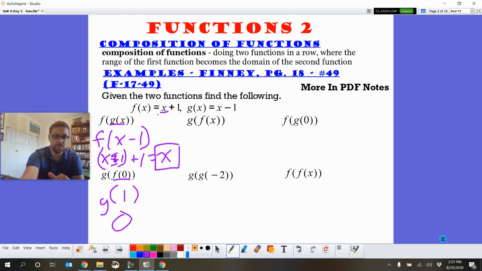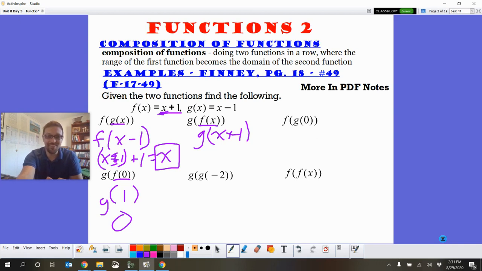Oh, well, that's neat. You can do the same thing in reverse. You can take f of x, which is x plus 1. f of x is x plus 1, so x plus 1 is taking the place of this. Still want to find g of this.